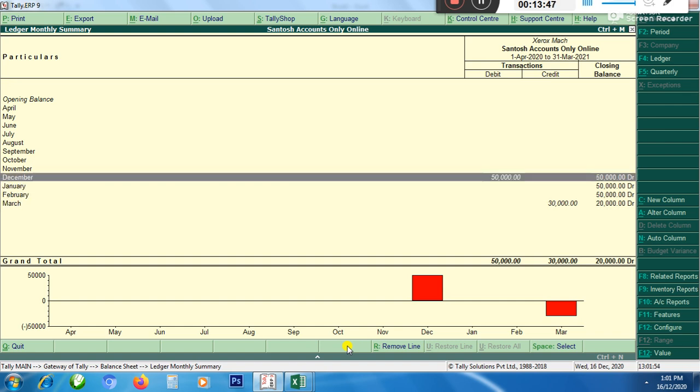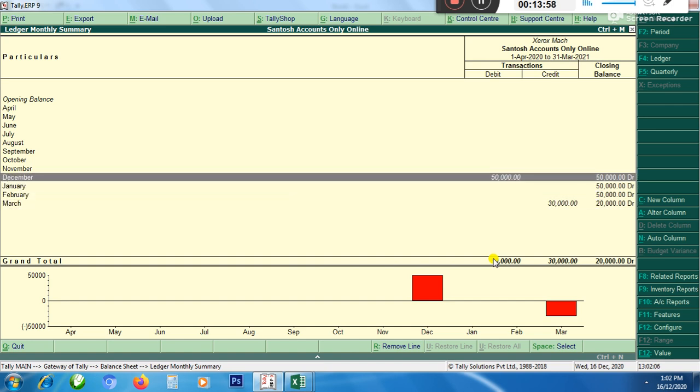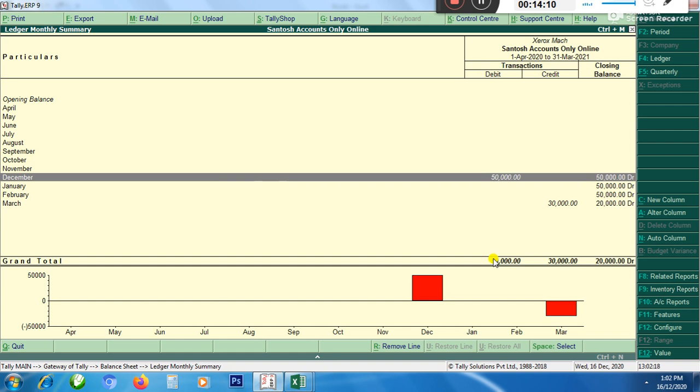Remember, whatever Xerox machine was there, we have already sold it. That means that Xerox machine is not there with us. In this case, to find out the depreciation, first of all that asset should be there in the business, but the Xerox machine is sold. In this case, we have to find out whether it is a profit or a loss. We purchased it for 50,000 and sold it for 30,000, so 20,000 is a loss on the sale of this asset.